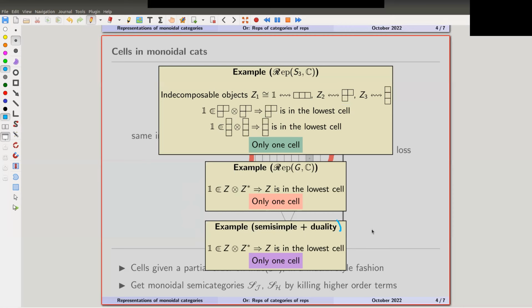And it turns out that in this setting, I don't write down a precise theorem, it turns out that these are all. So the ones where cell theory is trivial are exactly the semi-simple ones with dualities. So essentially just those examples.